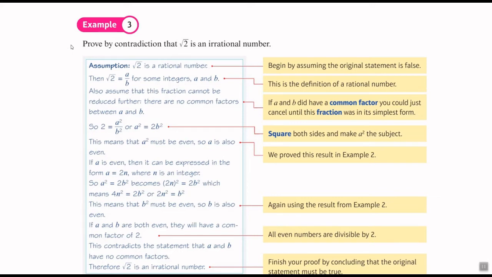So we have to prove by contradiction that root 2 is an irrational number. So we will assume the opposite of this statement: root 2 is a rational number. Assumption. So therefore our assumption is root 2 is a rational number.